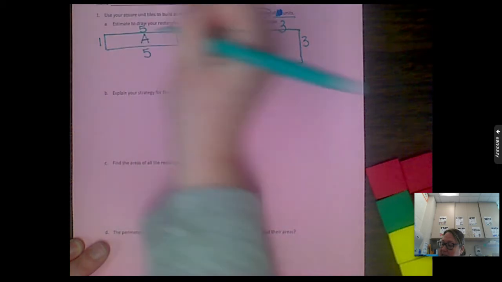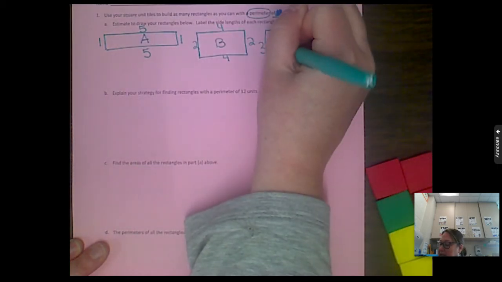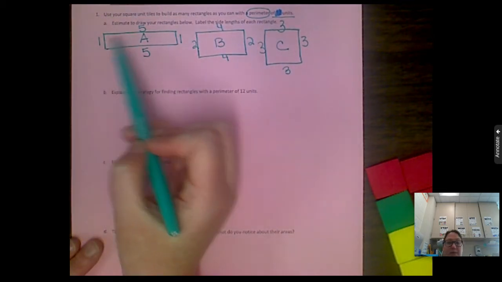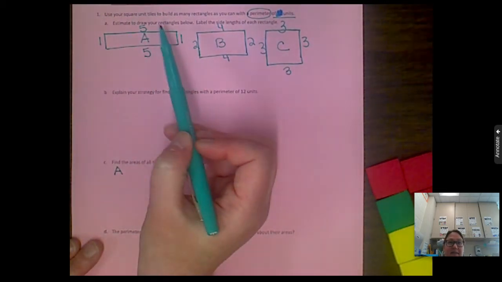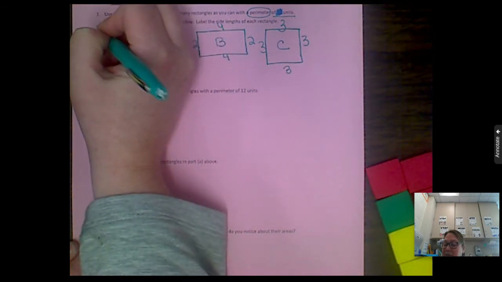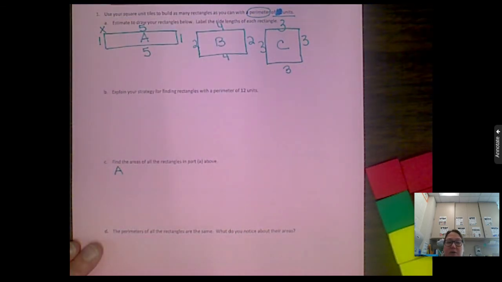C says to find the areas of all the rectangles in part A above. So finding the areas just means we're going to multiply the side lengths. So let's say this is A, and this is B, and this is C. So for A, find the area. Do I add up all these sides? That's perimeter, right? So to find the area, I'm going to multiply the side lengths. So remember, we can put a little multiplication sign right in the corner there.